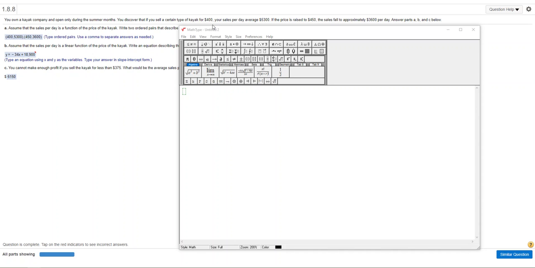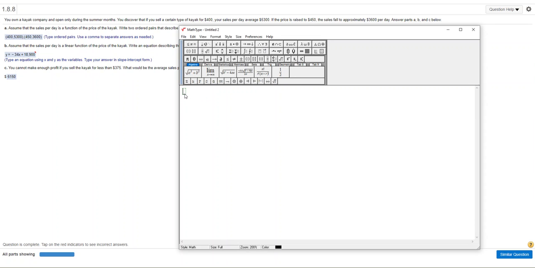So you discover that a certain type of kayak for $400, if you sell that kind of kayak, then your sales per day average $5,300. So the first ordered pair is 400, 5,300, and then if the price is raised to 450, our sales fall to approximately 3,600. So we're going to write a linear function with those two ordered pairs. So we've had some difficulties in there. We're going to look at all the steps.